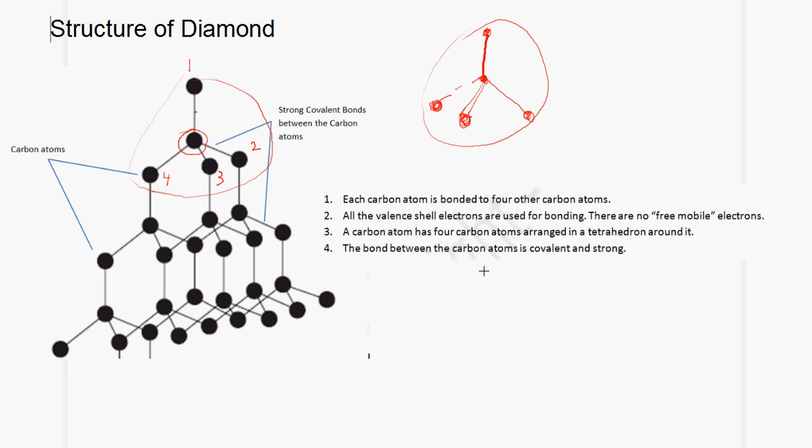The bond between the carbon atoms is covalent and is strong. So what we're saying is that if we look at, let's say, these 2 carbon atoms here, this bond is a covalent bond and it is very strong.